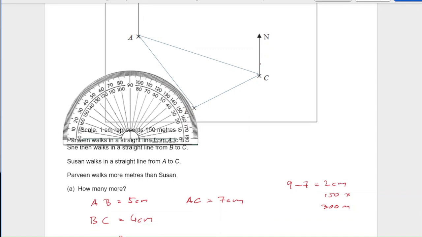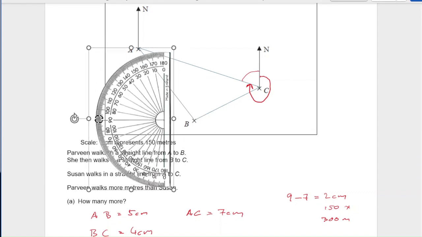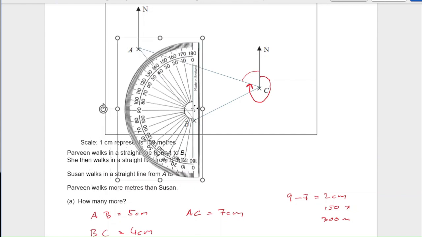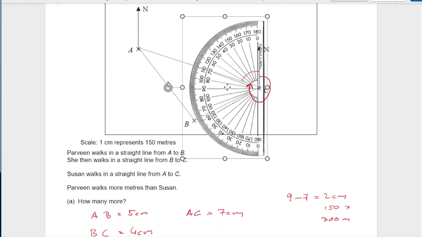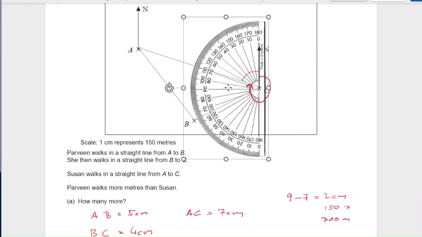Let me just check, was it A from C? Yeah, it was A from C. So I actually want this angle here. I can't measure that with my protractor, so what I'm going to measure is this angle here. So I'm going to take my protractor and spin it around to vertical. That looks vertical. Place it on the center at C, from C. Always tells you where you're measuring from.